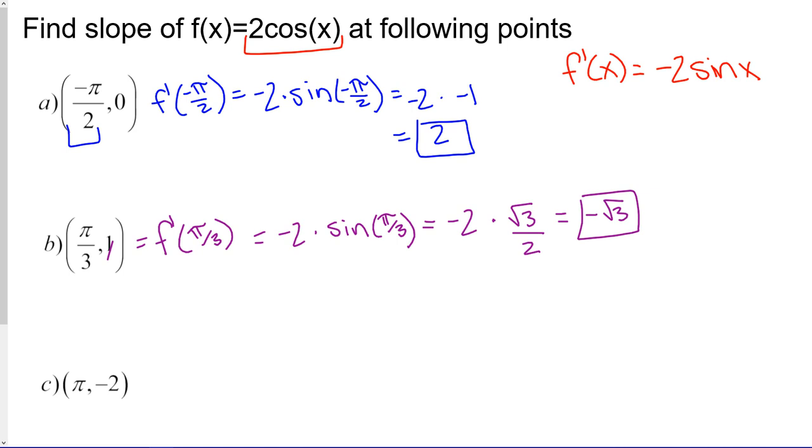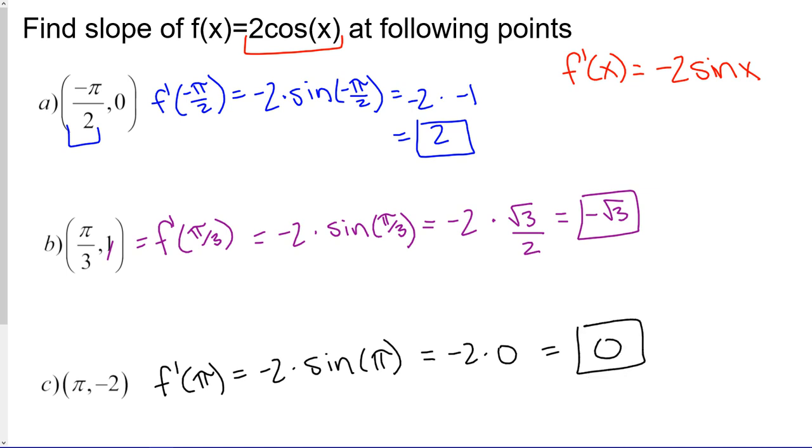be negative root 3. And then for our last one here, let's use a different color. Let's go ahead and have f prime of pi. We're going to get negative 2 times sine of pi, and as we should know, sine of pi is 0, so it's negative 2 times 0, so our slope at that point is just 0.